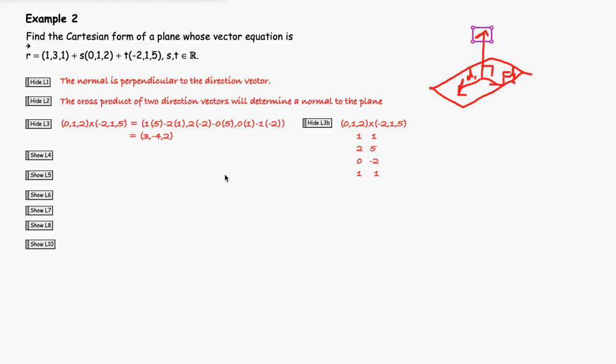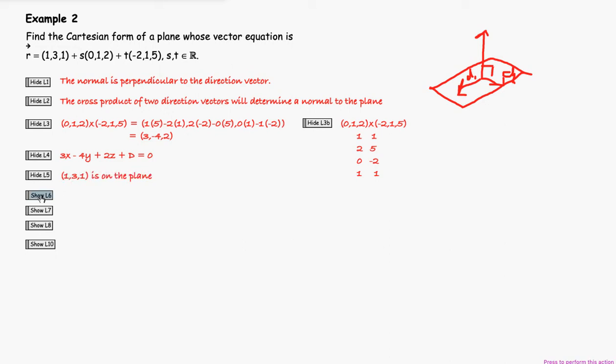So now we will continue this question very similar to the previous one. We've now made it like the previous one. We have the normal now. And we have a point on the plane. So it's simply just a matter of plugging in and finishing off. So 3x minus 4y plus 2z plus d equals 0. Plugging in an a of 3, a b of -4, and a c of +2. We will now plug in the coordinates of the point 1, 3, 1 to find d.